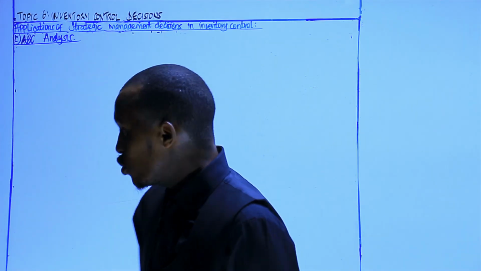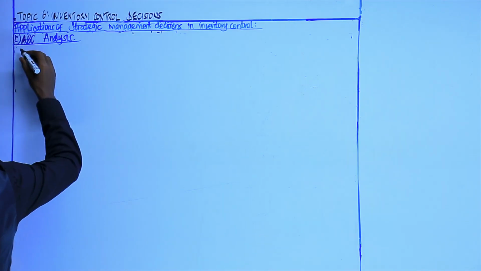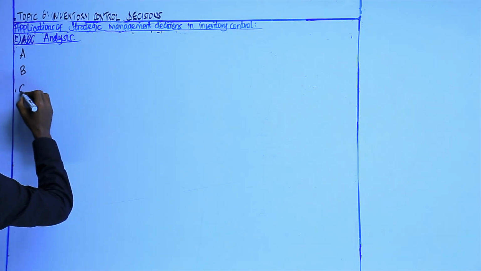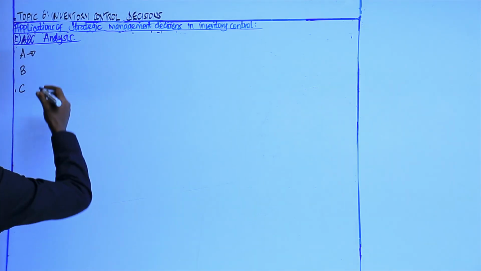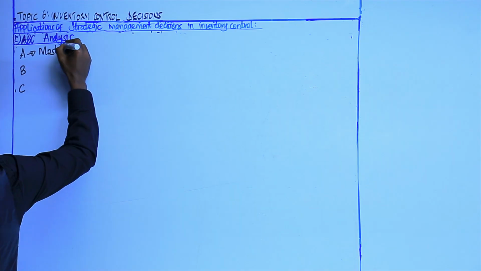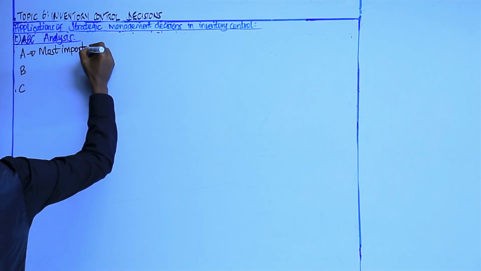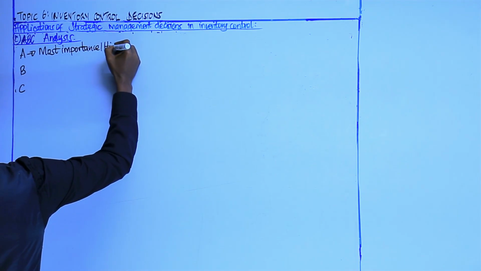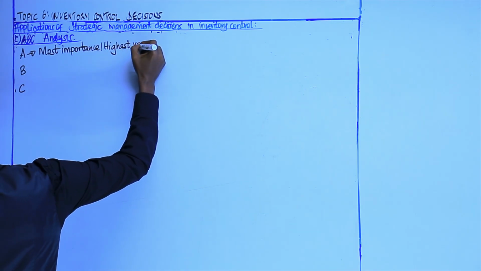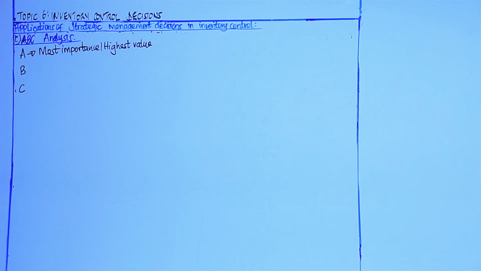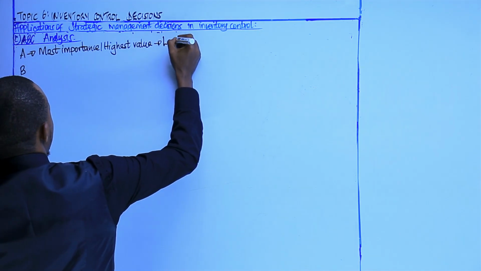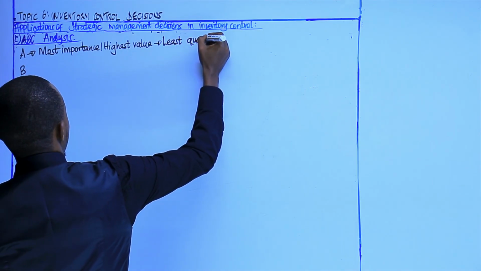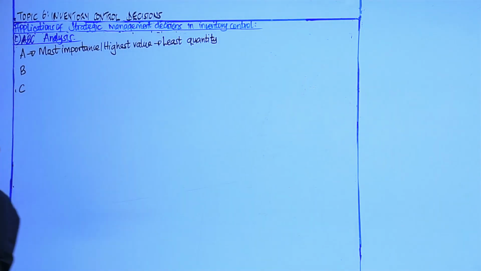For example, you will classify A, B, and C. Class A items have the most importance, or the highest value. That is why you refer to them as A. Apart from having the highest value, you'll also find that they have the least quantity. They're the least to have in an organization, and yet they have the highest value.